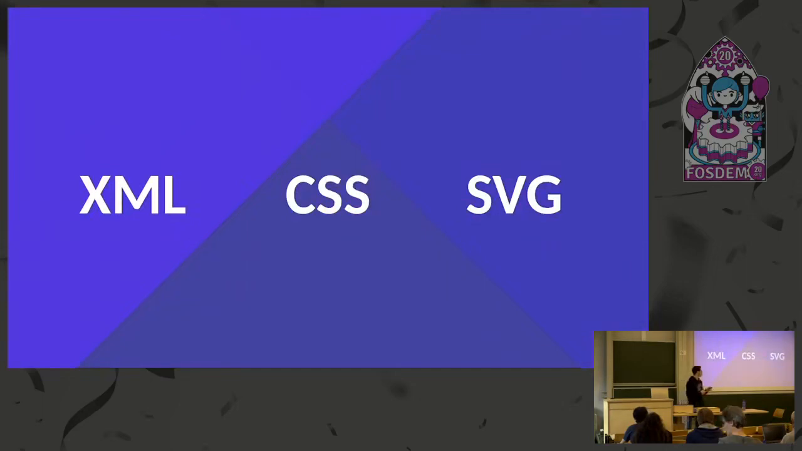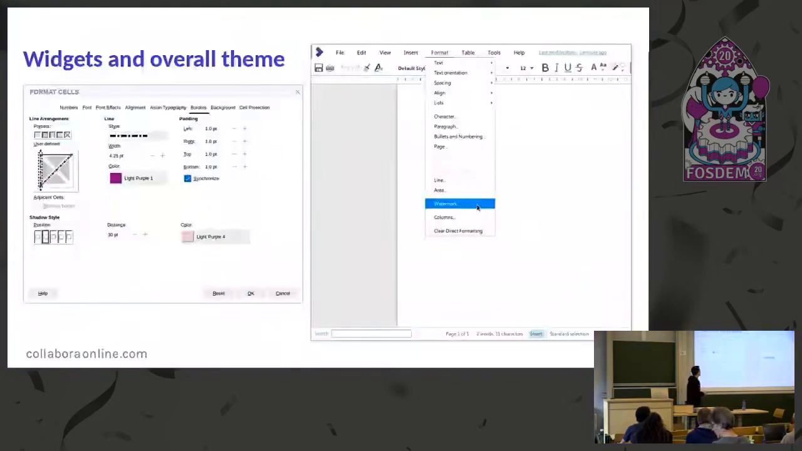For that, we will probably be working with XML, CSS, and SVG. Nothing too complex. We can divide the theme in two pieces, if you will: the widgets, which include dialogues, the sidebar, etc., and all the controls, and the overall theme. So basically the rest, right? Toolbars, icons, drop-down menus.